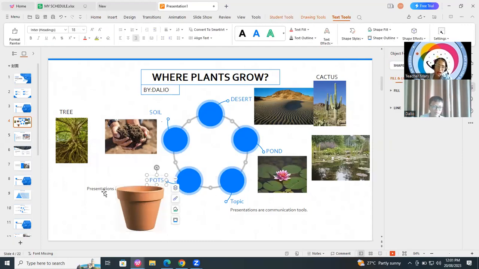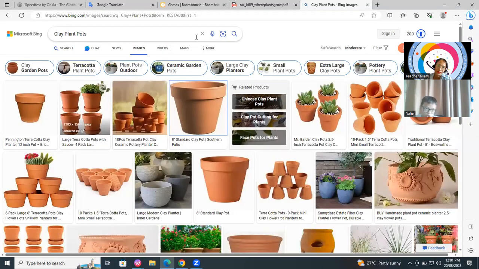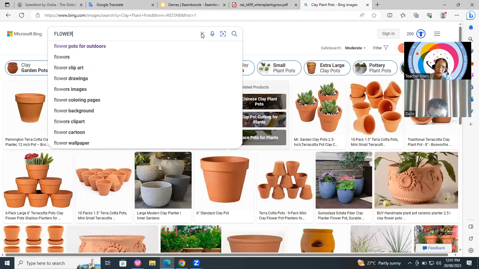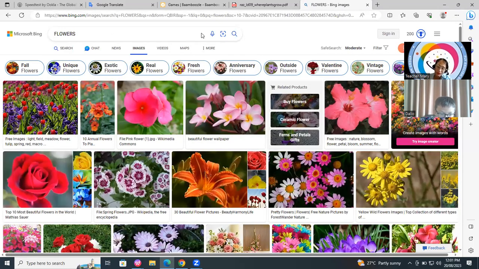Pots. Okay, so what kind of plant grows in a pot? What kind of plant grows in a pot? Flower. Okay, what kind of flower? Do you know any of this flower, Dalio? Do you know this kind of flower? What is this? What is the name of this? Okay, let's see. What is this?